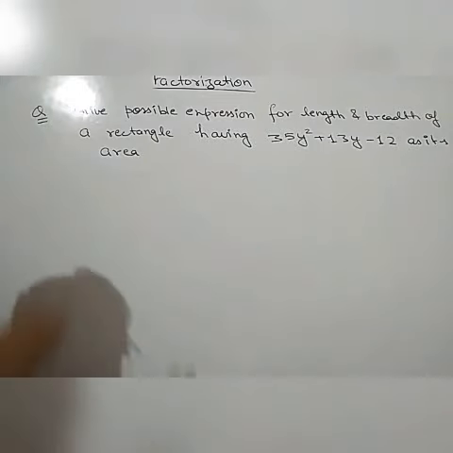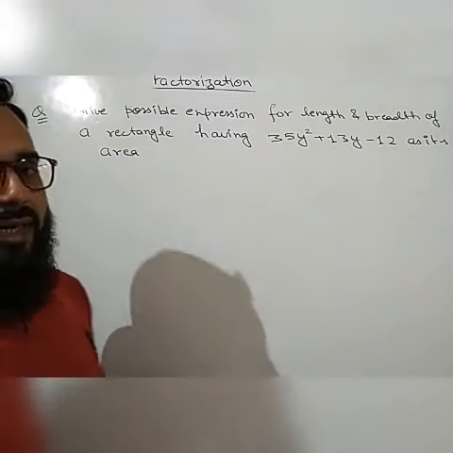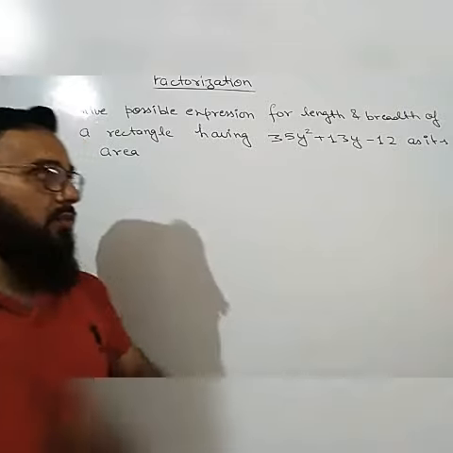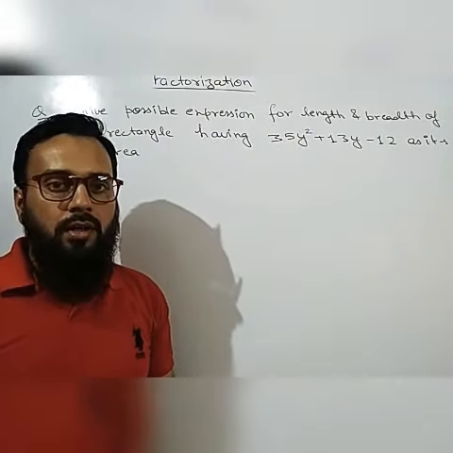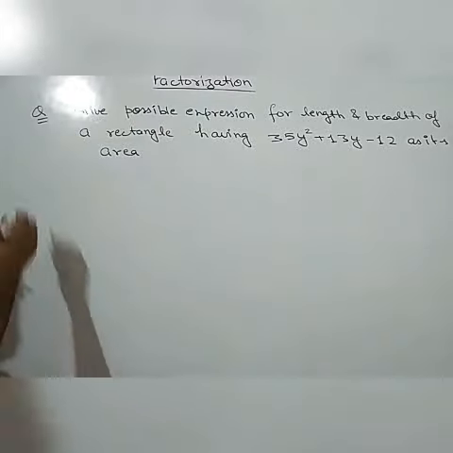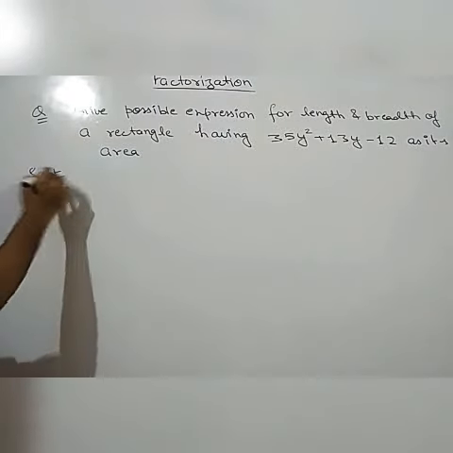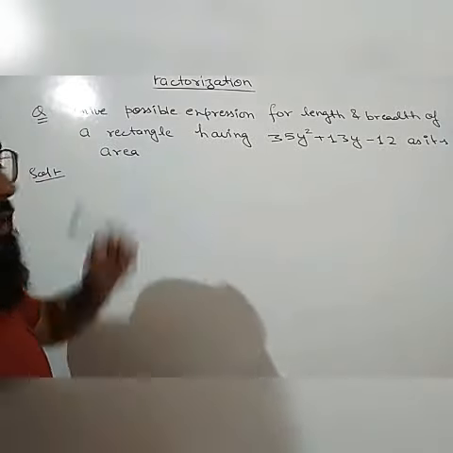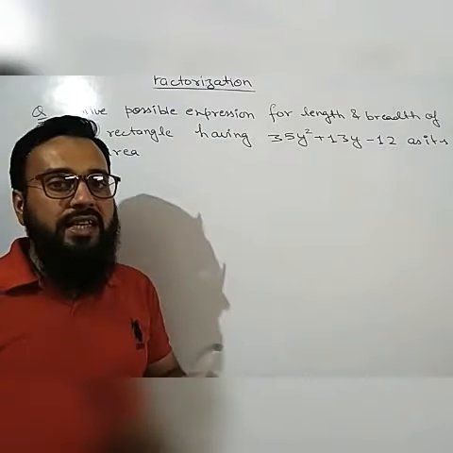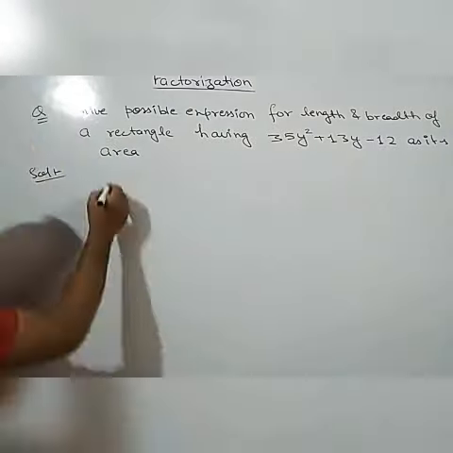Okay, so now it is a word problem on factorization. Sometimes you will be given area, sometimes you will be given volume. Now how will you solve such type of questions? What is the concept behind such type of question? Here it is given rectangle, and you know what is the area of rectangle? Area of rectangle is equal to length into width.